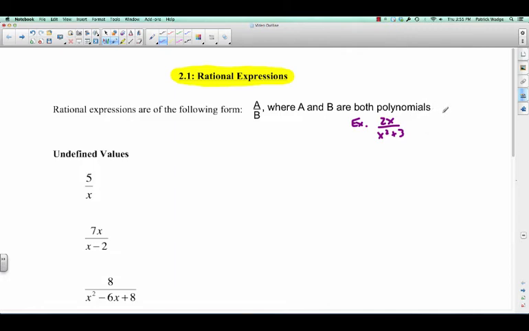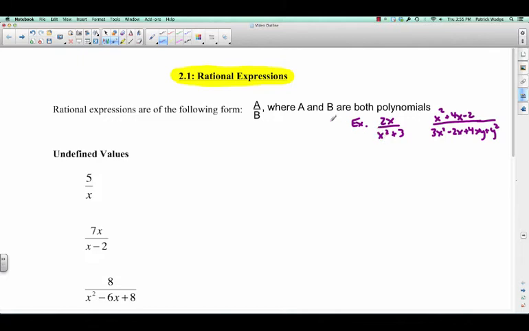Another example might be something like x squared plus 4x minus 2, all over 3x squared minus 2x plus 4xy plus y squared. So in the first one we had a monomial over a binomial. In this one we have a trinomial over a 4-term polynomial. It can be anything. It could be a trinomial over a trinomial, binomial over monomial, whatever.